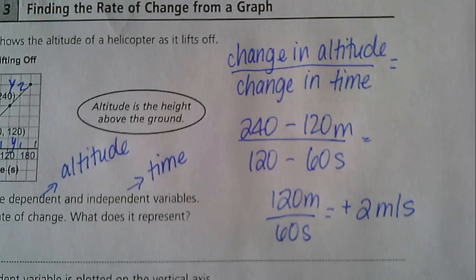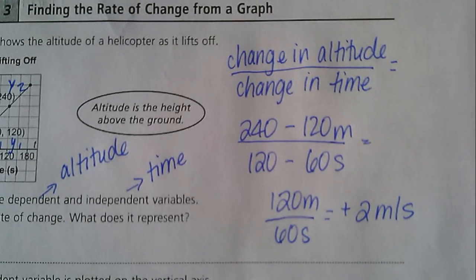That is the rate of change. So that is representing the movement of the helicopter. The helicopter is lifting off at a rate of 2 meters per second. That's how much its altitude is increasing.